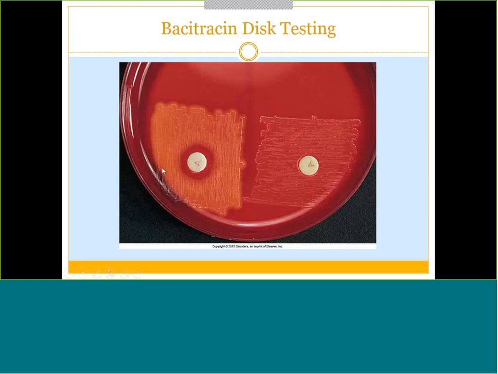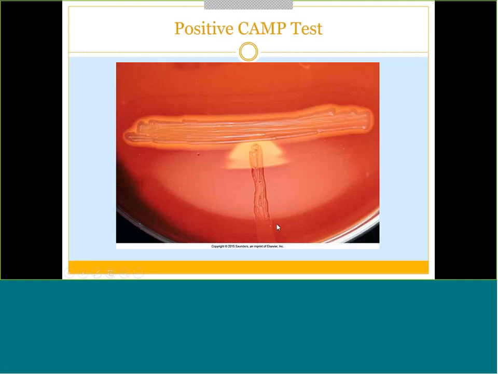So again, group A Strep pyogenes is susceptible, and group B Strep agalactiae is resistant to bacitracin. For the CAMP test, group A Strep pyogenes is negative, group B Strep agalactiae is positive. And this is showing a positive CAMP right here.